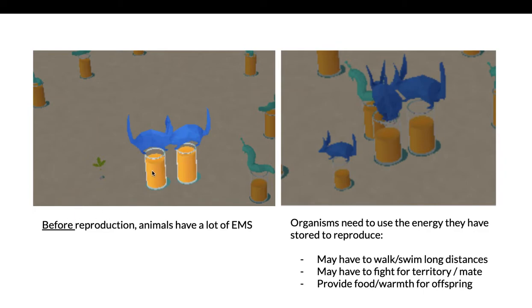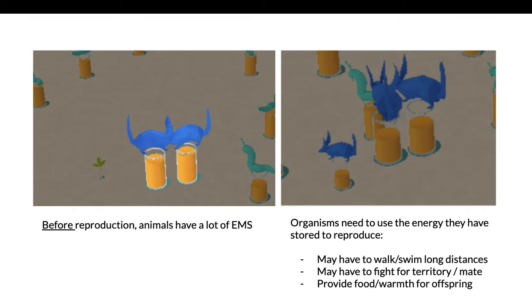Before reproduction, these energy storage molecules are full. Each organism has a lot of stored energy. However, immediately after reproduction, there's a little baby. You'll notice that the stored energy that they used to have has decreased. They don't have as much stored energy as they used to have.